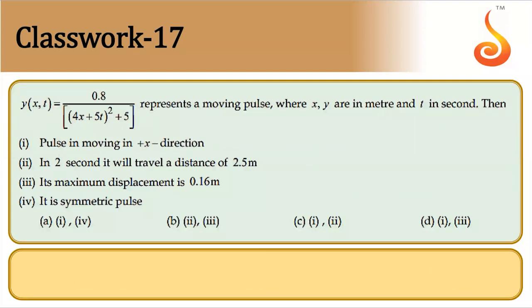y of x comma t equals 0.8 divided by (4x plus 5t) whole square plus 5 represents a moving pulse, where x, y are in meters and t is in seconds. Then the pulse is moving in positive x direction. In 2 seconds, it will travel a distance of 2.5 meter. Its maximum displacement is 0.16 meter. It is a symmetric pulse.